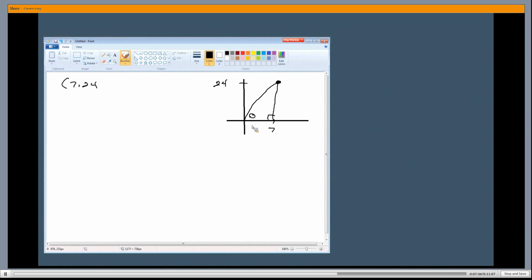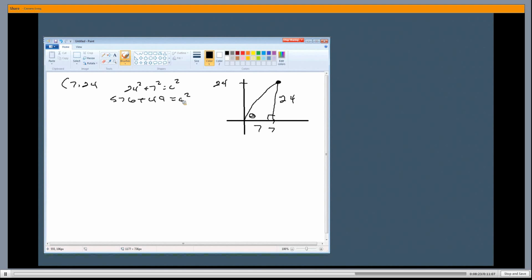So we know this is the length of 7. This is the length of 24, and we got to find our hypotenuse. So we end up with 24 squared plus 7 squared equals our hypotenuse squared. What's 24 squared? Hold on, I got a calculator. 576. Plus 49 equals c squared.